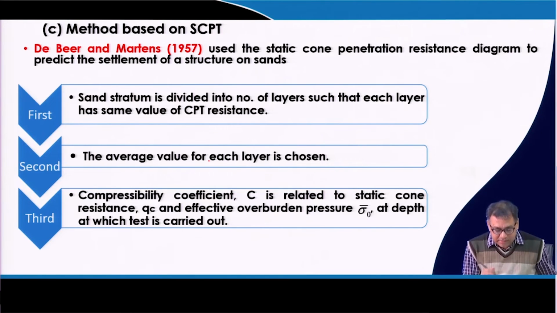So, next one is based on the SCPT, that means the static cone penetration test, which is similar, as I mentioned, to the consolidation settlement. So, that means for each layer we take the SPT value and then the CPT value, actually it is SCPT, and then we average that value and then we apply the equation.